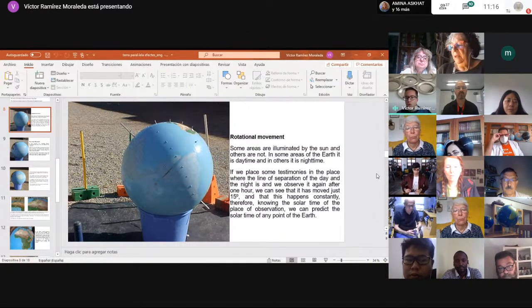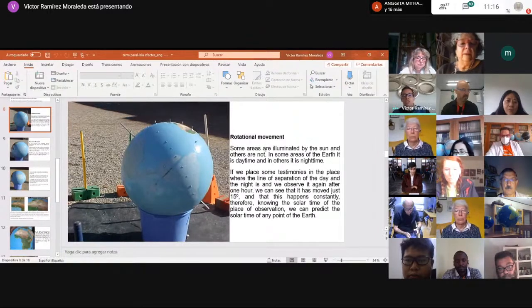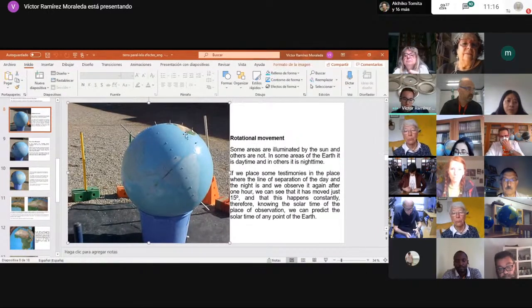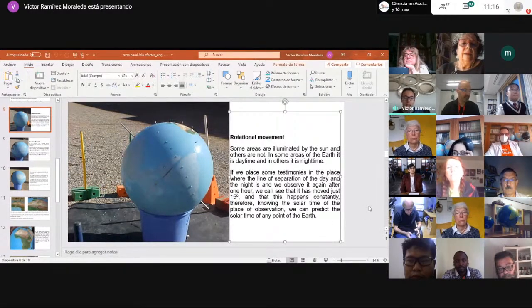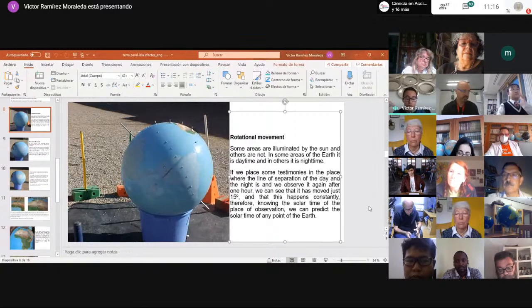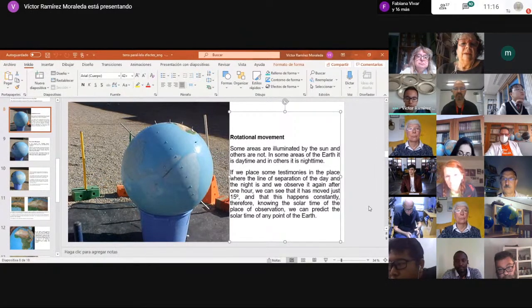So we are going to talk about rotational movement, and as you know, some areas are illuminated by the sun and others are not. So if we place some testimonies in the place where the line of separation of the day and the night is, and we observe after an hour, we can see how it has moved just 15 degrees.